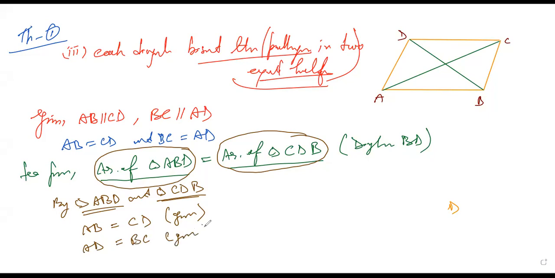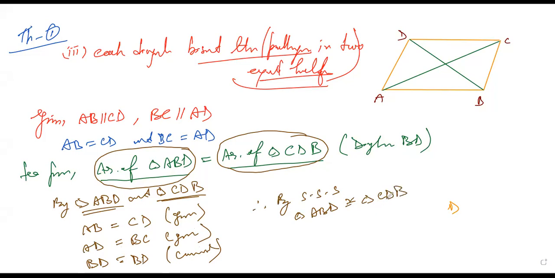That is again given to us. And this BD is equal to BD, so that is actually common to us. So therefore, by SSS, triangle ABD is congruent to triangle CDB. So these two triangles are congruent. So when these two triangles are congruent, we can say that the area of triangle ABD is equal to the area of triangle CDB.